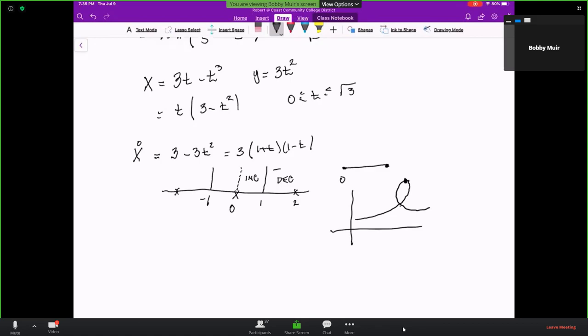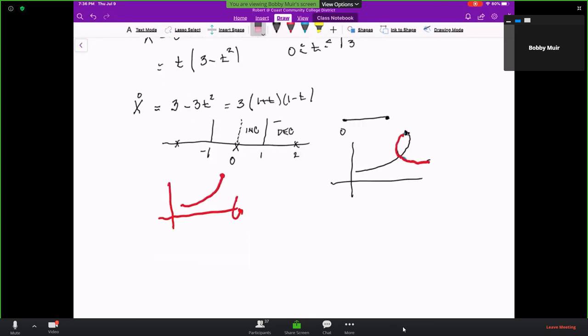Okay. Now this part of the curve isn't there yet. I should draw it in red. This part of the curve isn't there yet. When we go from t equals 0 to t equals 1, we're going up here and then stopping. Okay, so I guess that's why it's okay to flip it around like that.